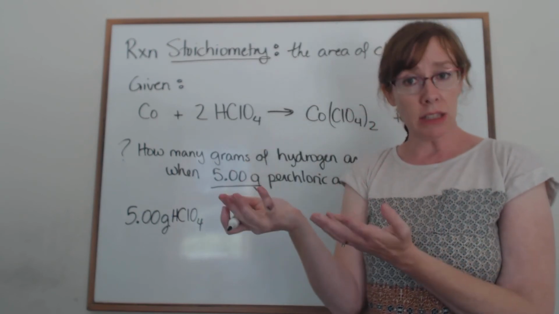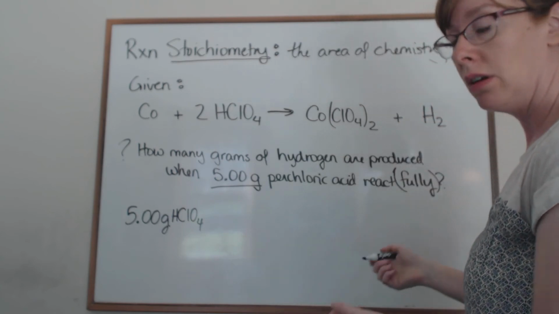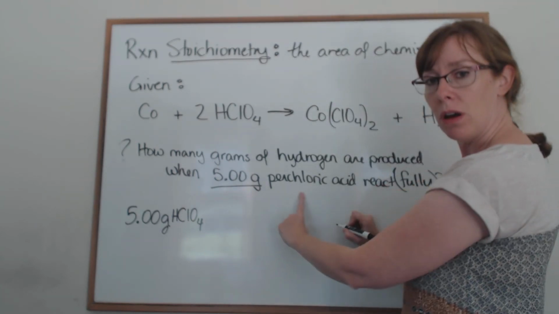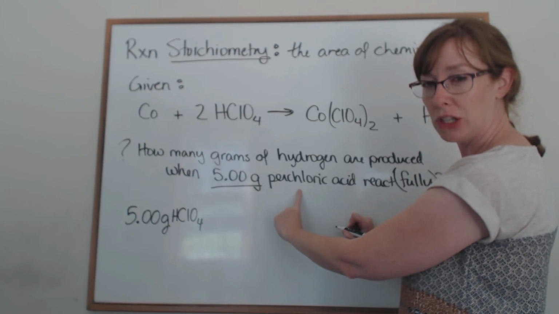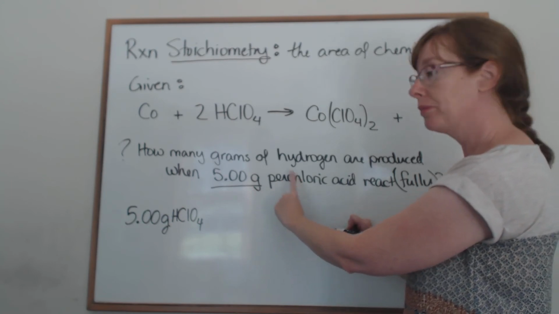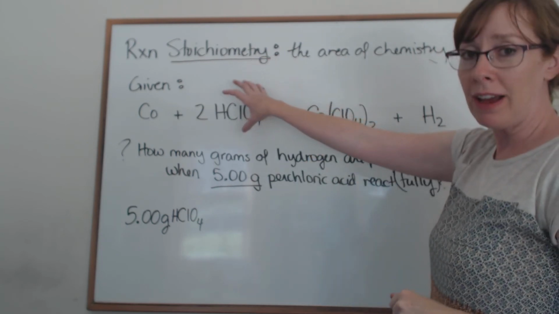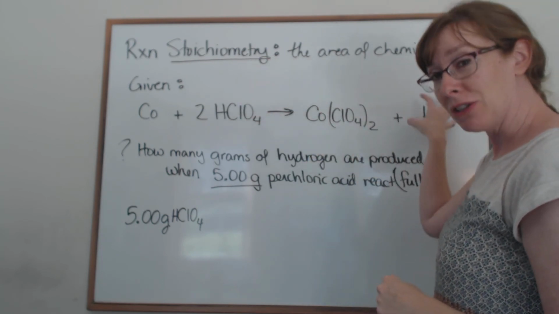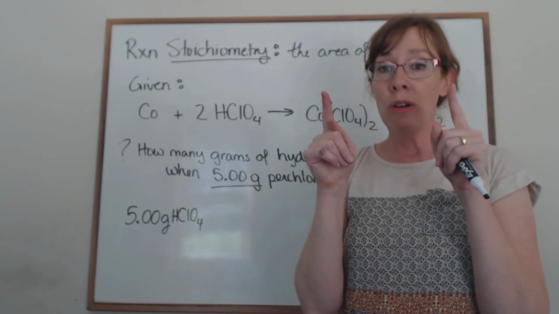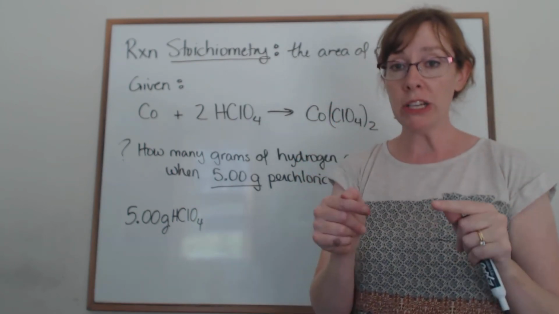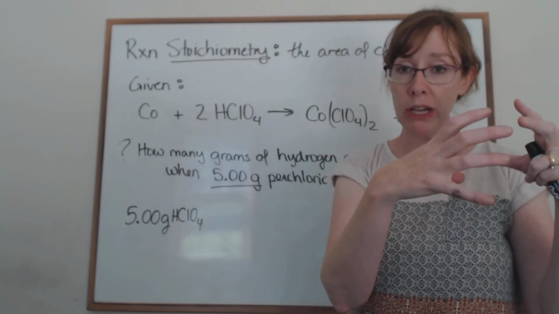Backing up for a second, is this a stoichiometry question? Am I doing a mole-to-mole ratio? Well, let's see. I'm given info about perchloric acid. That's what my information is about. What's my question about? It's about hydrogen. So once again, info about one guy, but the answer is going to be about another guy. That's stoichiometry. Now, that means you're going to do a mole-to-mole ratio.